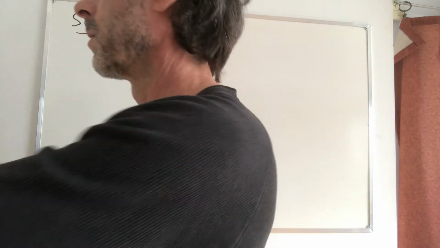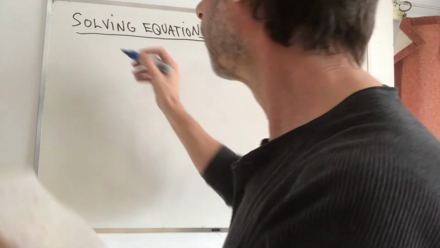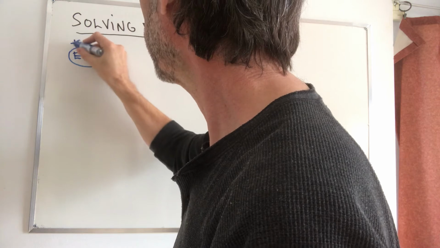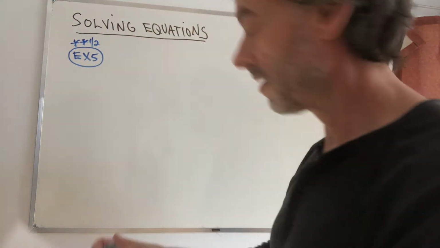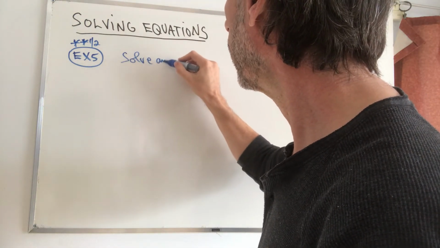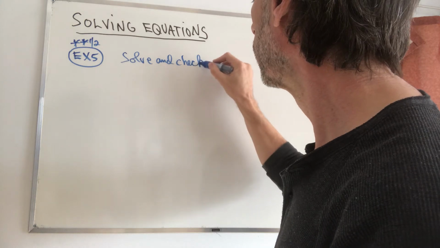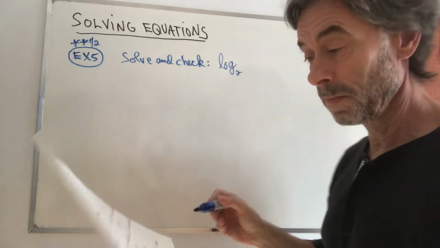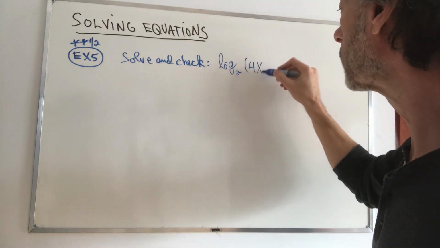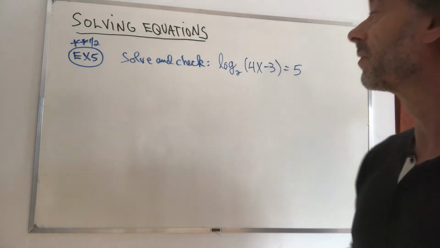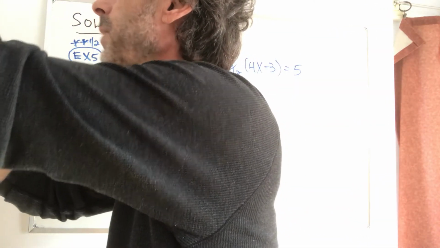Okay, now I have here a couple of examples. We are down to example 5, I believe. Example 5. Solve and check the following equation. Log base 2 of 4x minus 3 is equal to 5. Solve and check this expression.